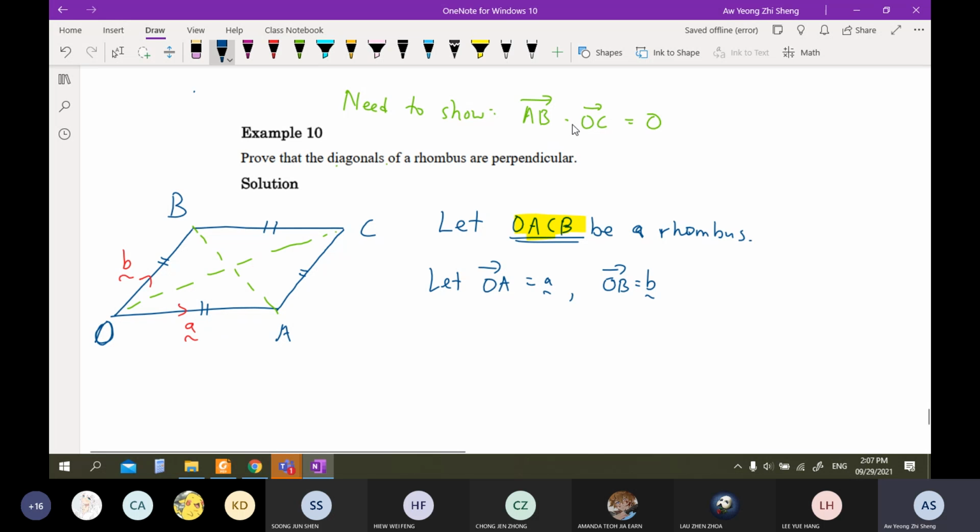Now let's try to get AB and OC in terms of the small letters A and B. AB is OB minus OA. That's vector B minus vector A. Then what is OC? OC will be, take a convenient path, OA plus AC.